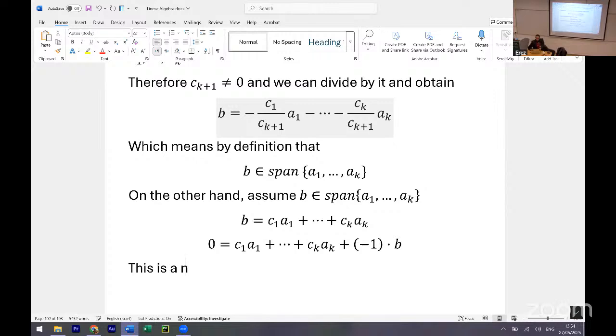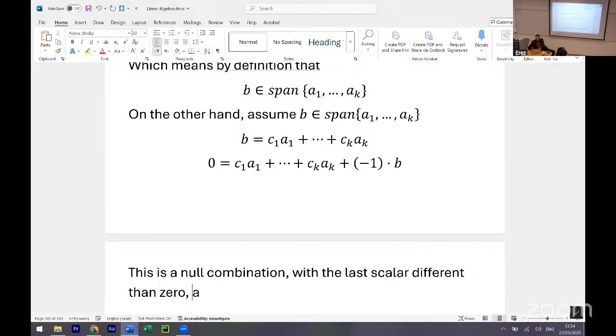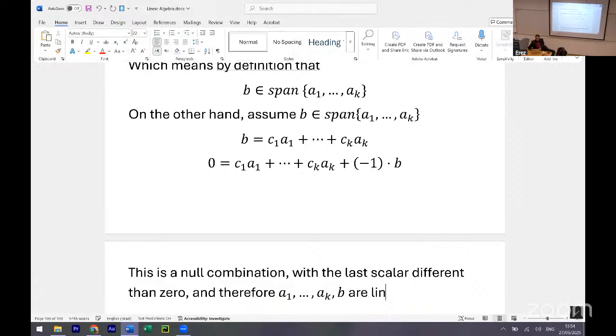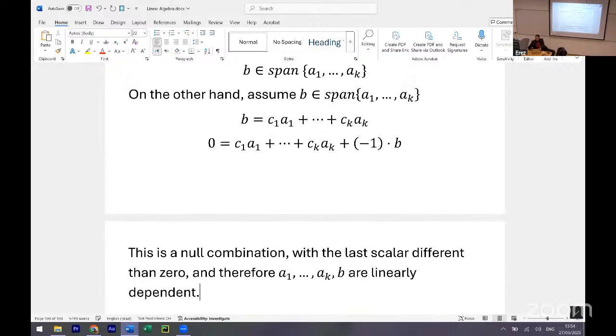This is a null combination. Are all the scalars 0? No, because we have -1. Exactly, with the last scalar different than 0, and therefore by definition A1 to AK and B are linearly dependent. Great.